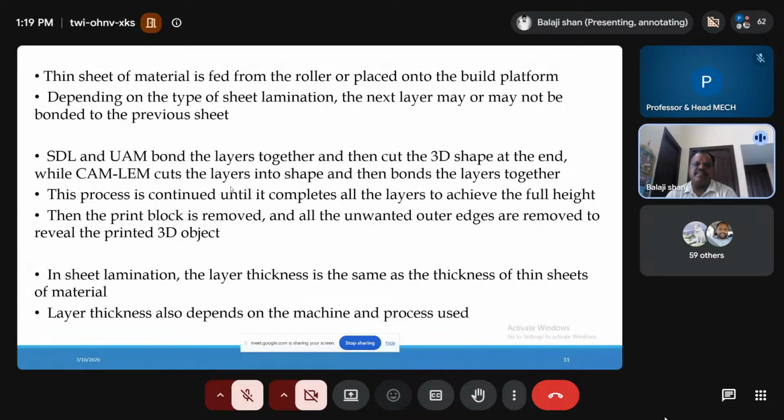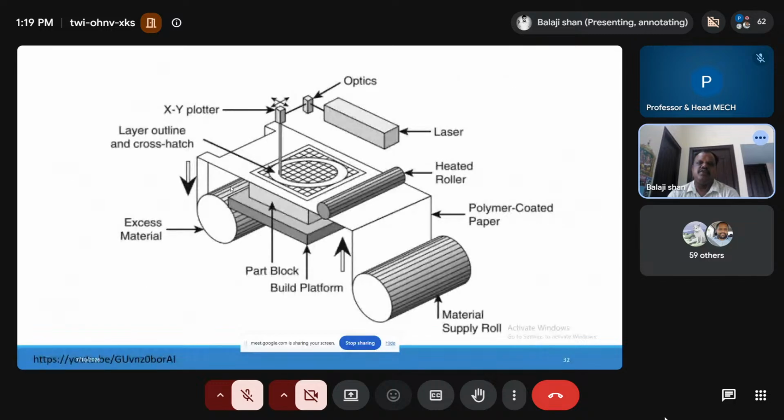In sheet lamination, the layer thickness is the same as the thickness of the thin sheets of material. The layer thickness also depends upon the machine and process used for manufacturing. This is the example for the laminated object manufacturing process. This is the material supply roller. It is supplying the material to the build platform. So this optical laser should be passed through the X-Y plotter.